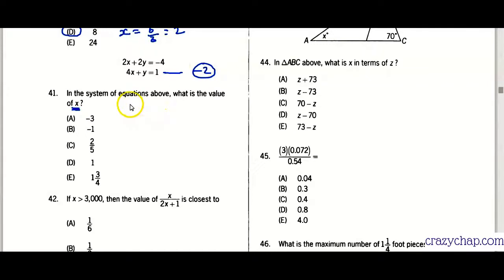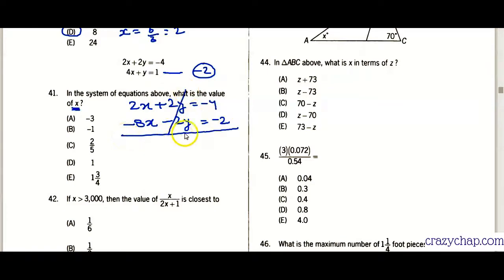See how we get. So I'm writing down the first equation, 2x plus 2y equal to negative 4. And second equation I am multiplying by negative 2. So we get negative 8x negative 2y equal to negative 2. Now guys, please understand, we'll add them so that y eliminates, right? Y cancels. So 2x minus 8x would be equal to negative 4 minus 2, which gives x equal to 1. Option D is the correct answer, right?